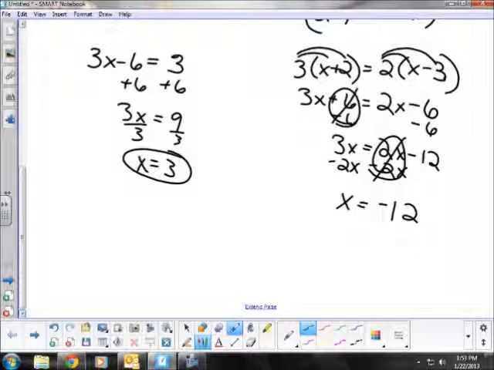Okay? Like I said, this is a shortcut, and it only works for problems of this particular type.